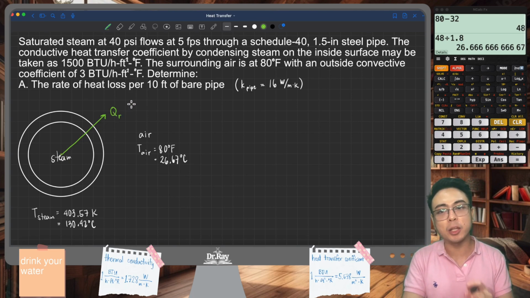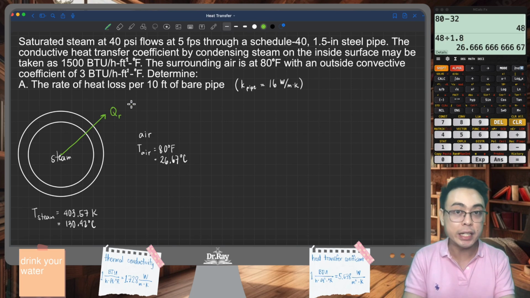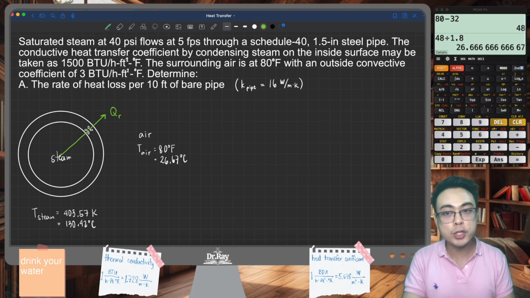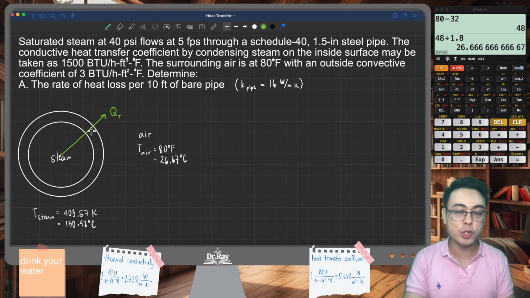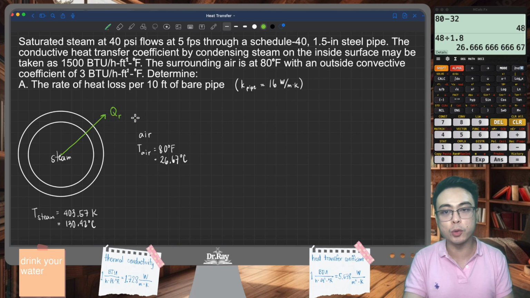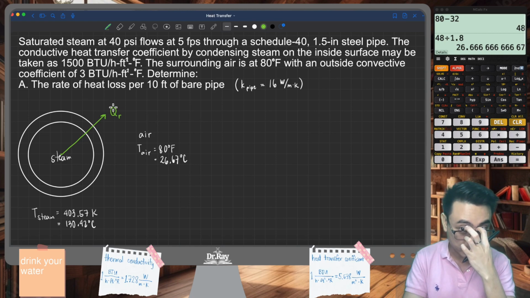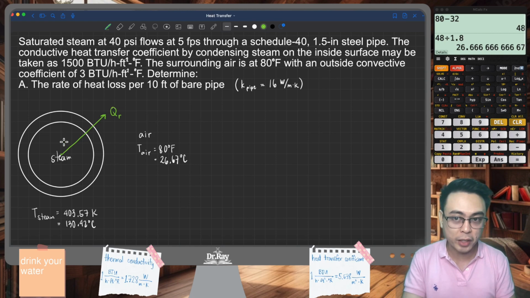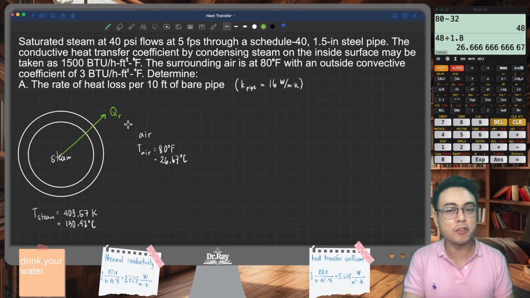Now take a look at the path that your heat is going through. It starts with going through the steam inside of the pipe, and then it goes through the pipe material itself, which is steel, and then lastly it goes through air. So we have two modes of heat transfer happening here. We have convective heat transfer happening inside in the steam compartment. We also have convective heat transfer happening outside in the air. Presumably, this is natural convection.